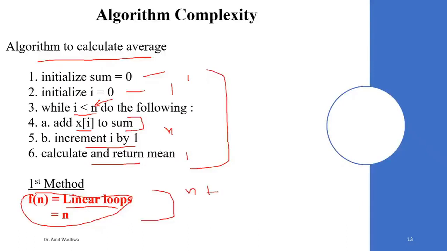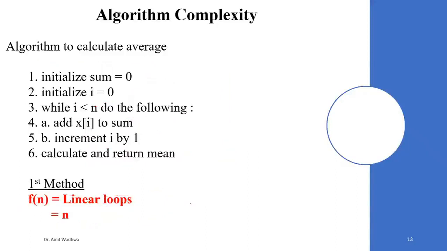So if we add a constant to n, it does not matter. So the total amount of steps required to perform this operation will be n plus 3, because this while loop will be executed. So this statement is also 1, and this is also, and this is also. So this is how the running time is being calculated.